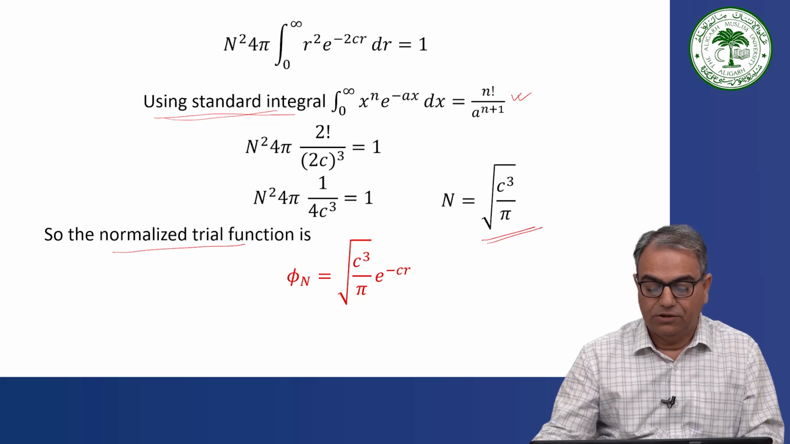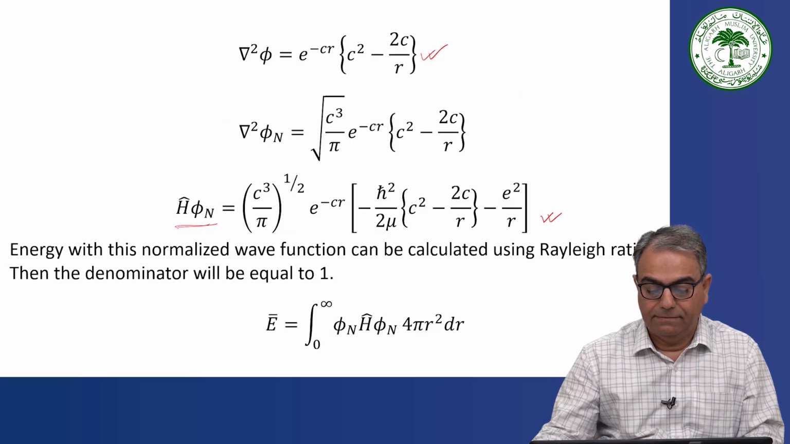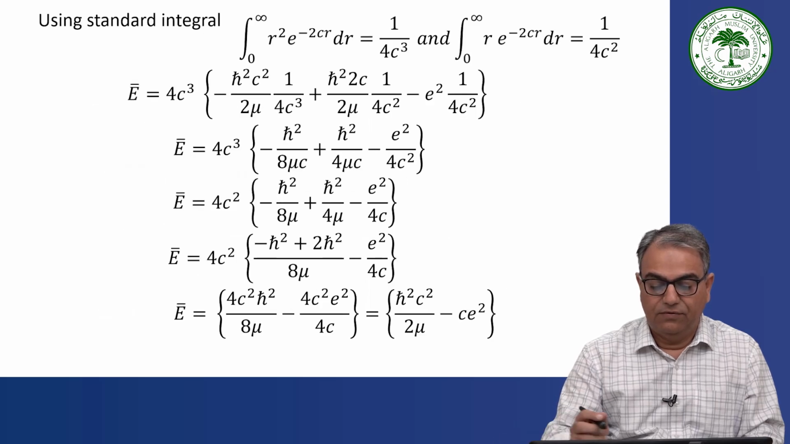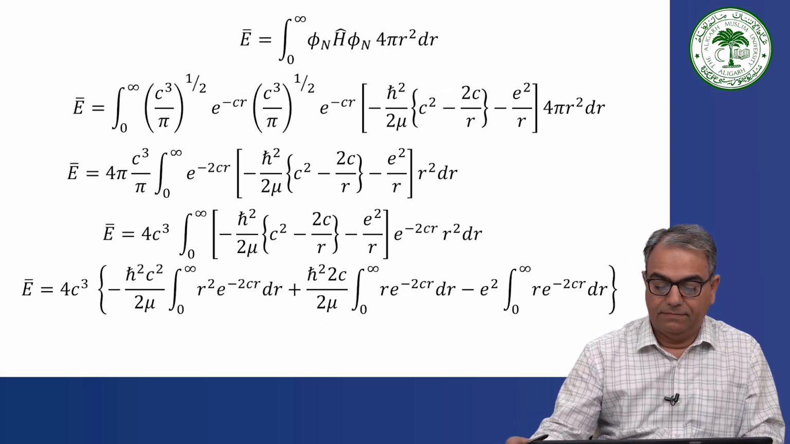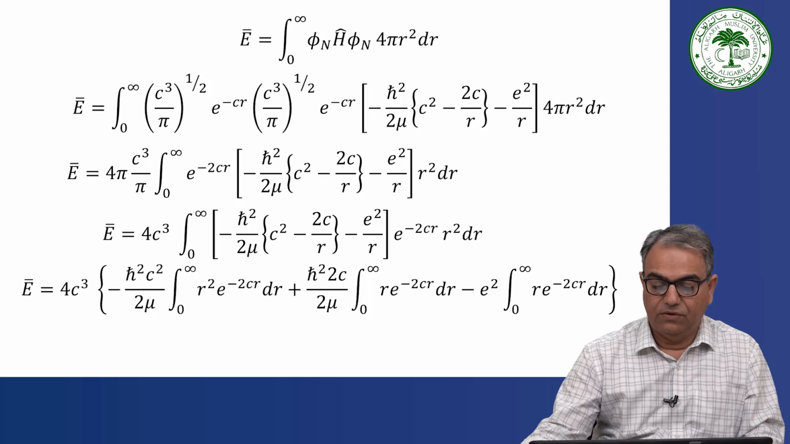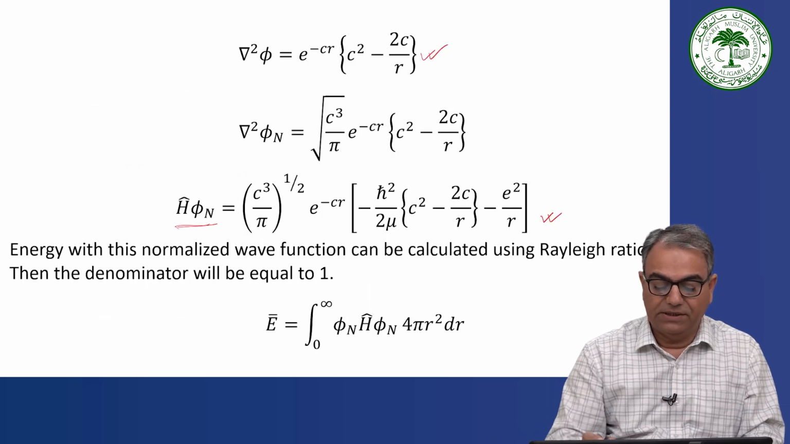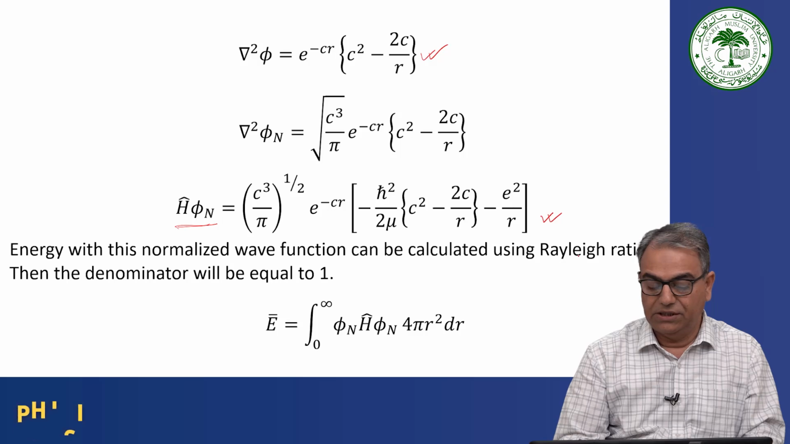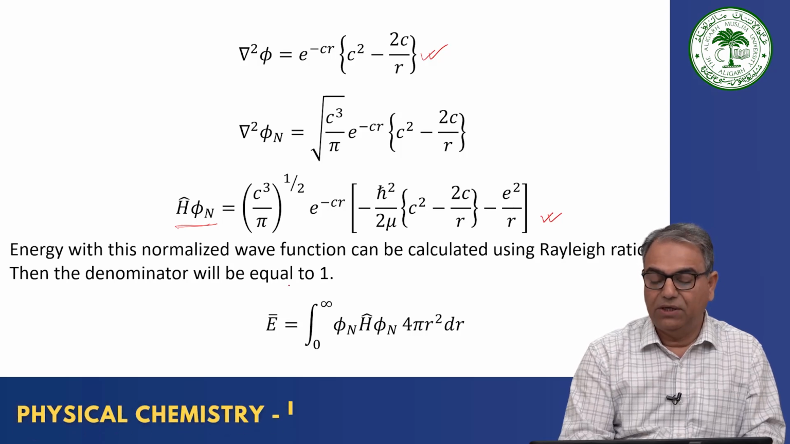Okay. So we added the normalization function. Energy with this normalized wave functions can be calculated using Rayleigh ratio. Then the denominator will be equal to 1.